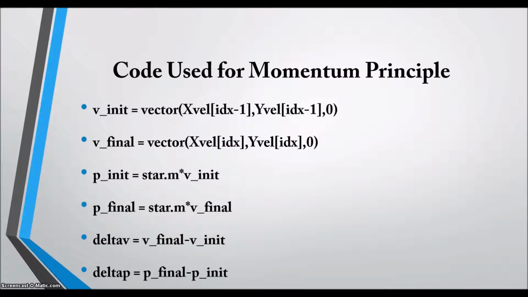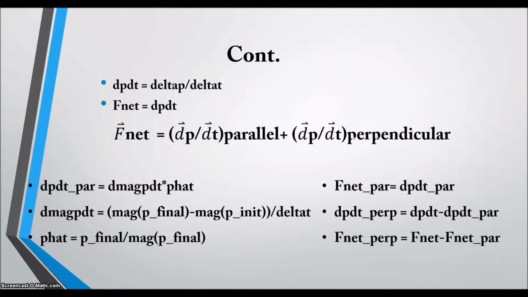Now some code used for the momentum principle is that we have all these initial and final values. What we do with these initial and final values is we find the change between them to get the delta p and the delta v. Now, it all goes back to this formula of Fnet equals dp/dt parallel plus dp/dt perpendicular.